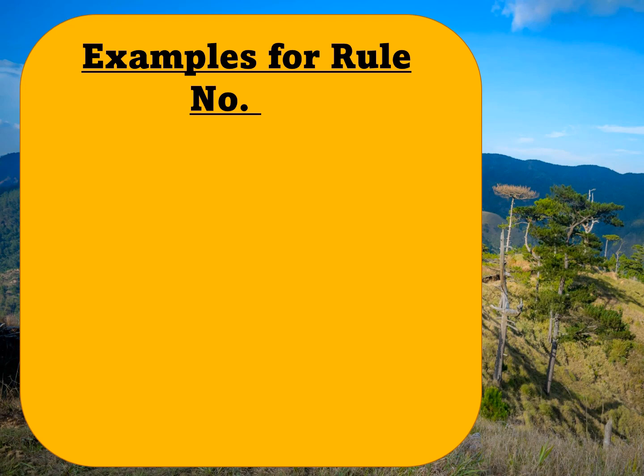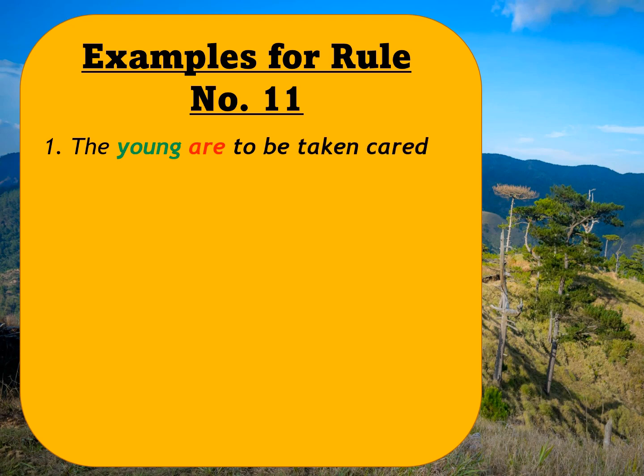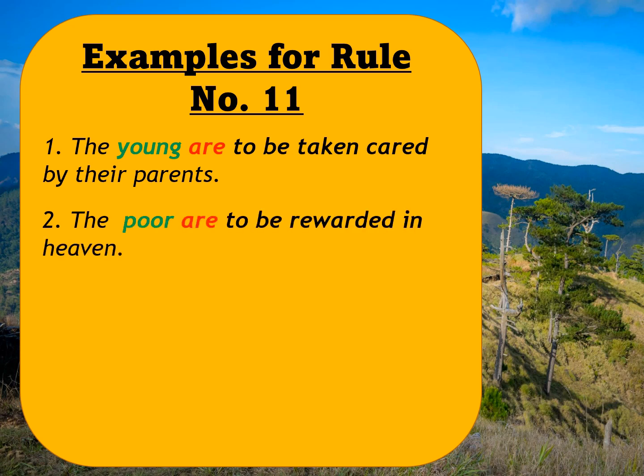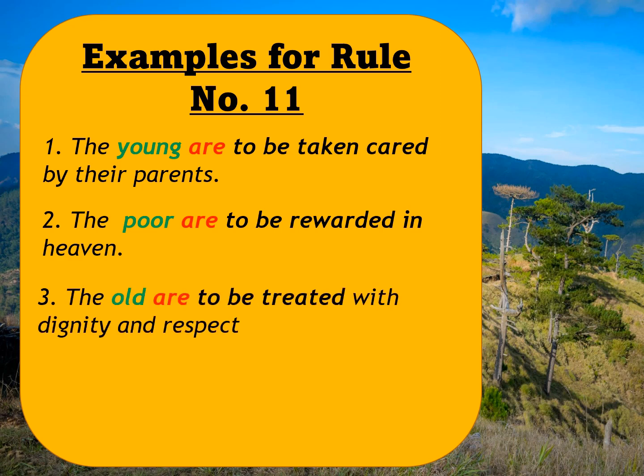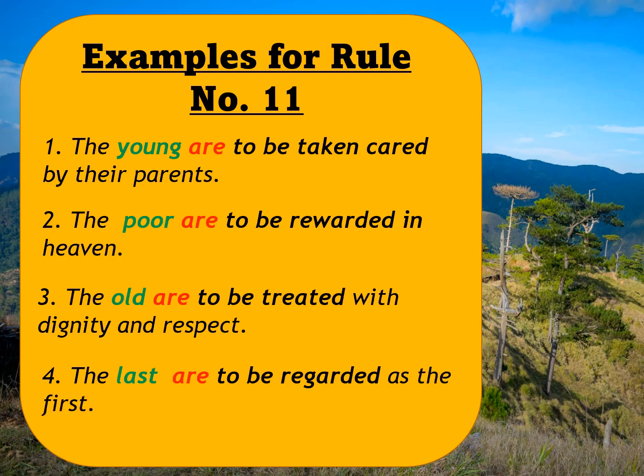Examples for rule number 11. Number 1, the young are to be taken care of by their parents. Number 2, the poor are to be rewarded in heaven. Number 3, the old are to be treated with dignity and respect. Number 4, the last are to be regarded as the first.